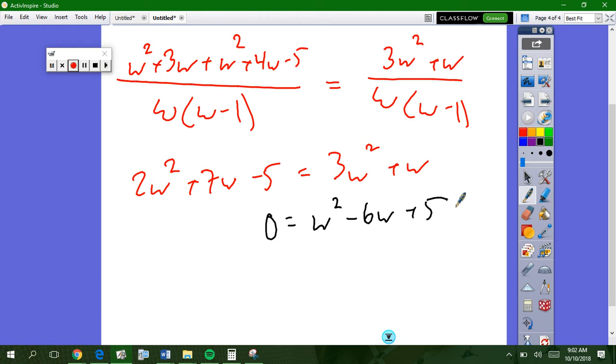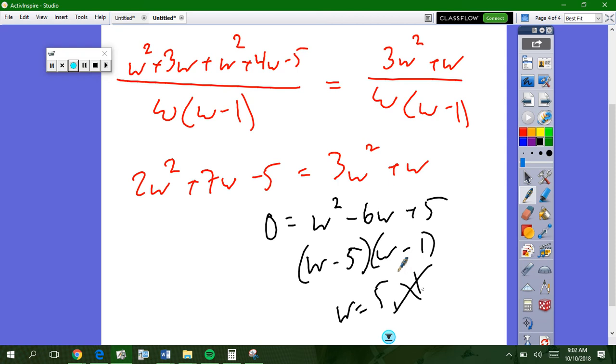Then what we're going to do is factor. This is W minus 5, W minus 1. So W equals 5 and 1. Is there any extraneous solutions? 1 is, right, Matt? Because I can't be 1. So he's gone, so there's your answer. Okay?